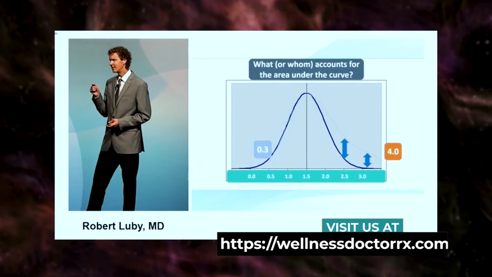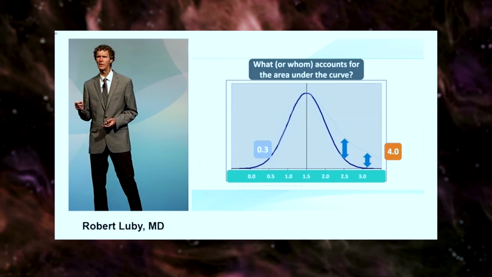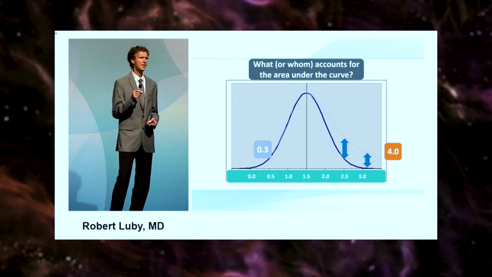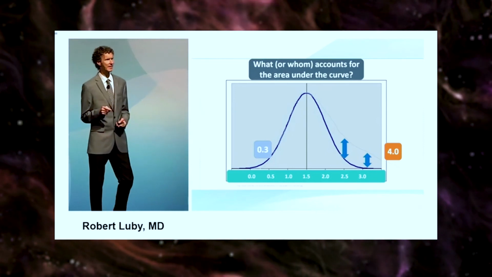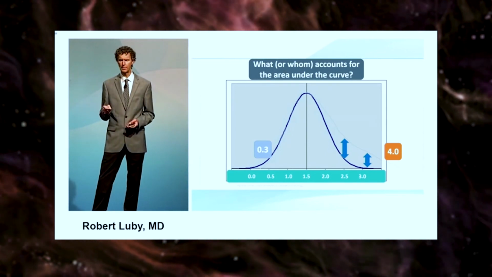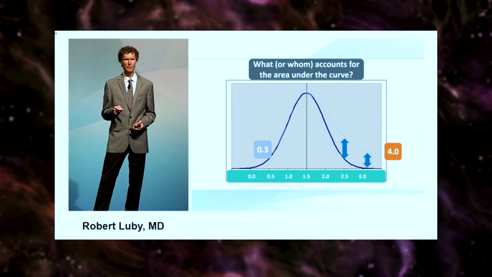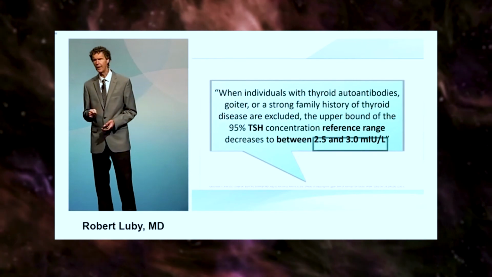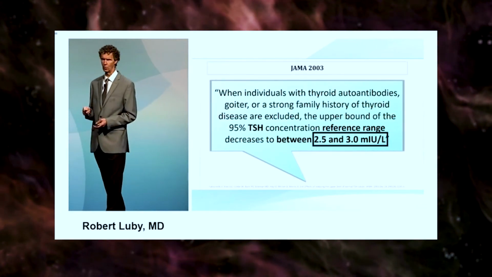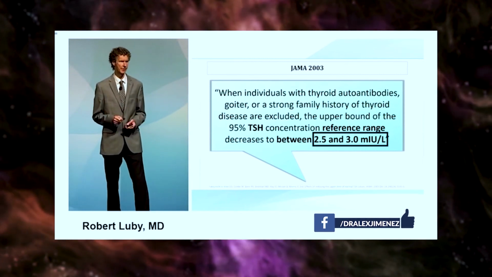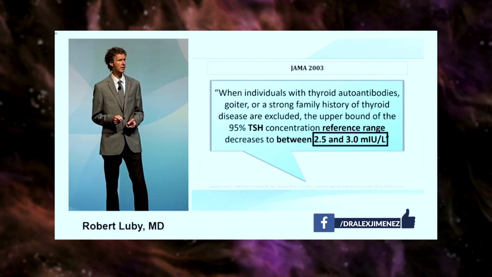So some clever investigators went back and looked at the original blood samples from the population from whom this data was derived. And they tested it for thyroid antibodies, and they looked closer at the charts. And they removed people who had goiter, and they removed people who had strong family histories of hypothyroidism. And they found that the upper limit of normal should not be 4. It should be between 2.5 and 3. Published in JAMA, 2003. Pretty good journal.